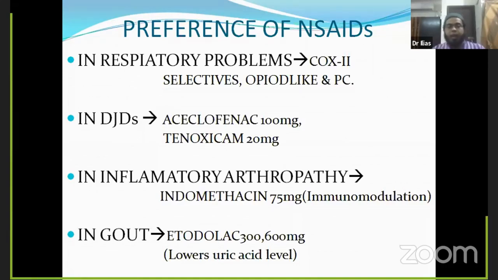So that's why indomethacin should be prescribed for the inflammatory arthropathies, say in case of rheumatoid arthritis or spondyloarthropathies. These kinds of diseases should be treated with indomethacin. Though we do have some other options, like aceclofenac or tenoxicam or corticosteroids, still, if we prescribe indomethacin, we will get an extra benefit other than reduction of the pain. I think it is clear to you.